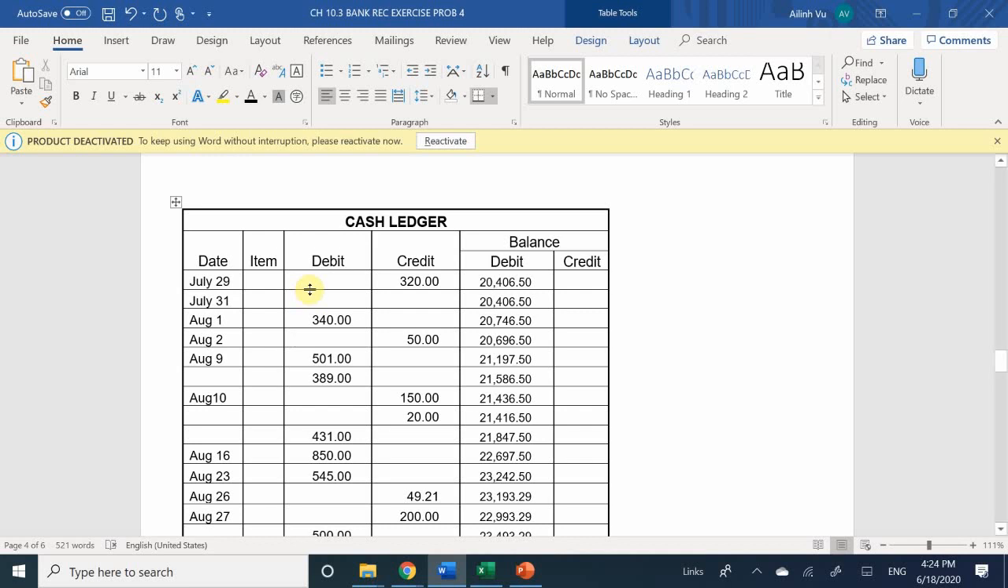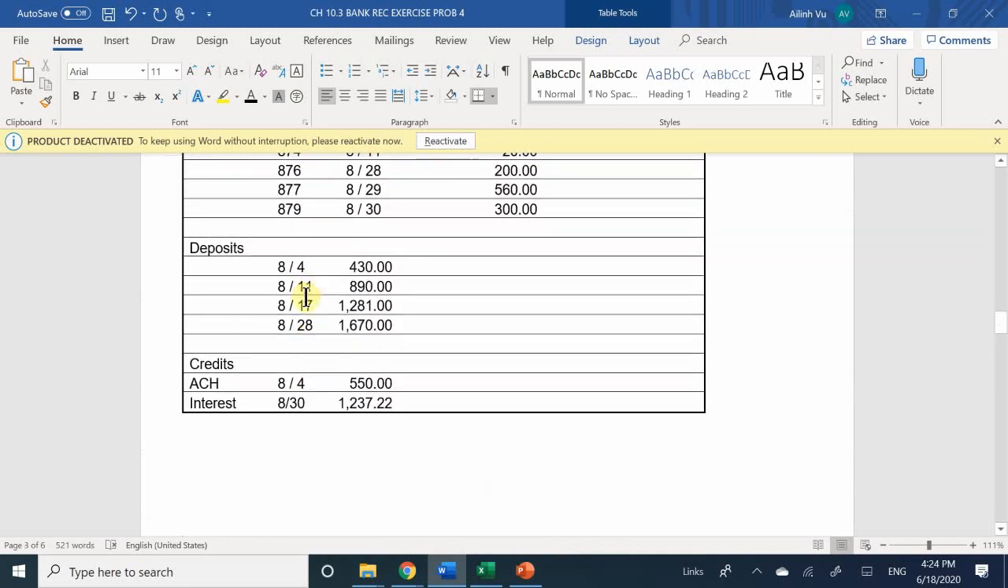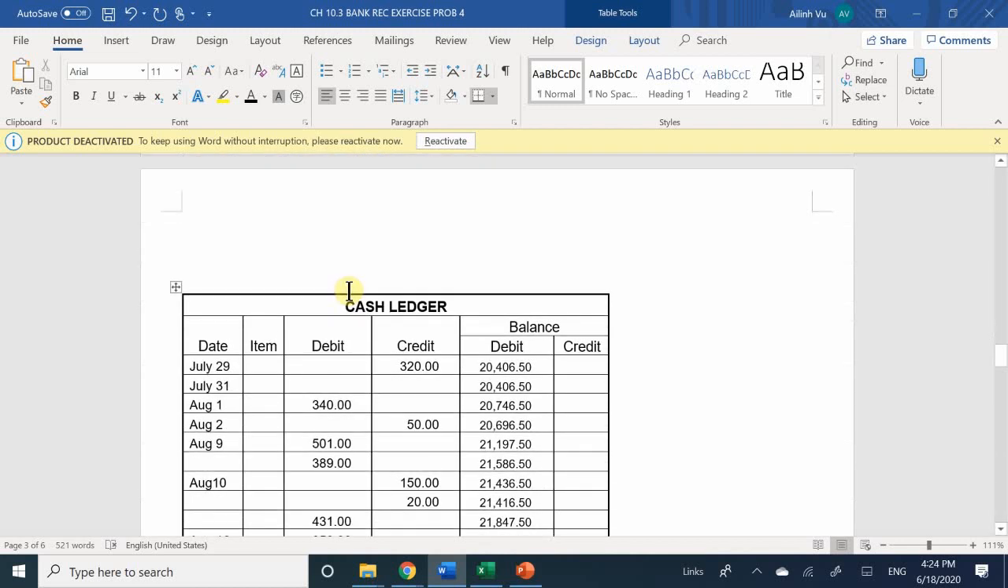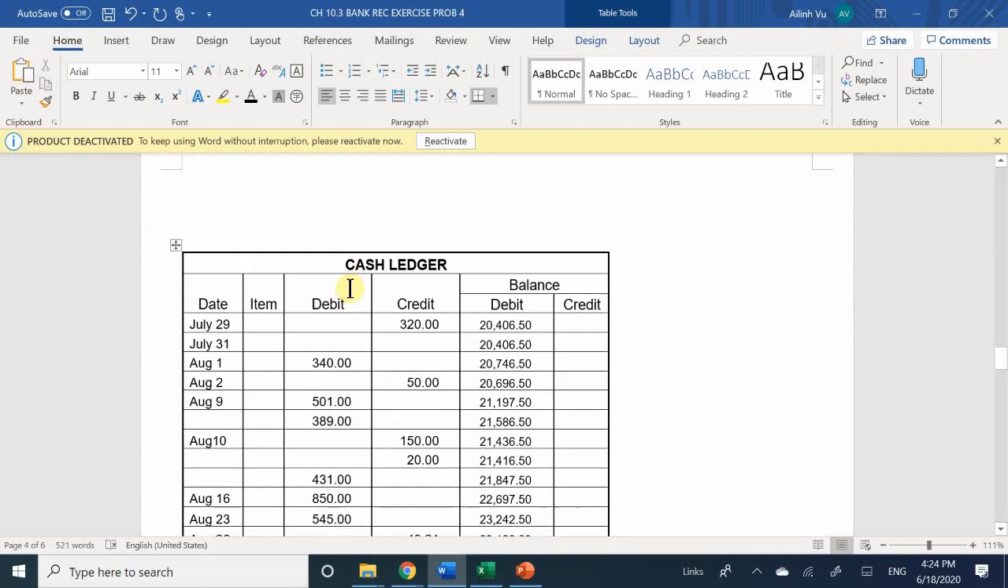From 430 and 340? Yeah, 430 minus 340. Yes, $90. Okay. Now, whose mistake was that?